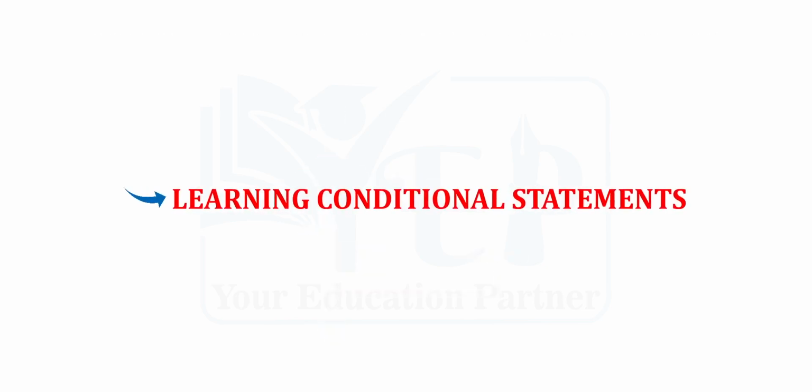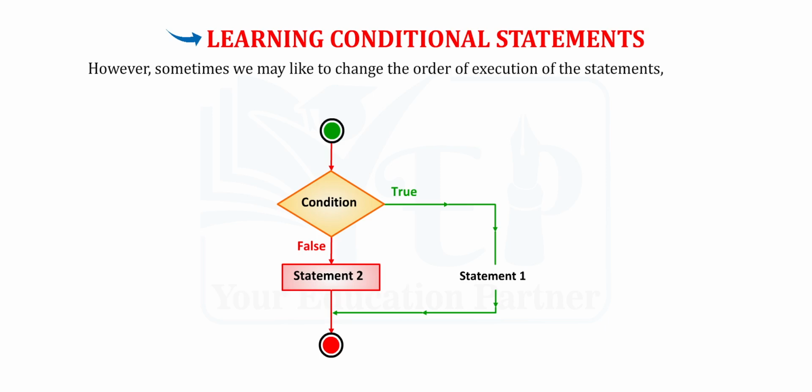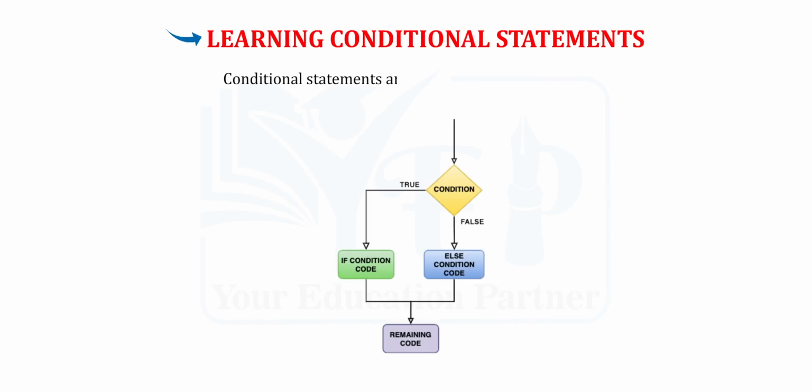Learning conditional statements. In a program, the statements are executed one by one in a sequential manner. However, sometimes we may like to change the order of execution of the statements. This can be done using control statements. Conditional statements are nothing but some checks or constraints. Conditional statements are part of our everyday lives.